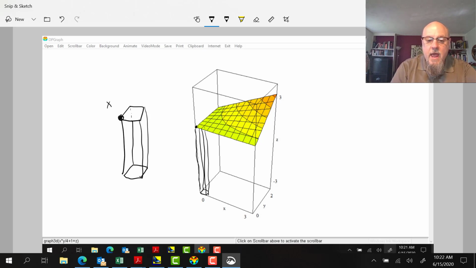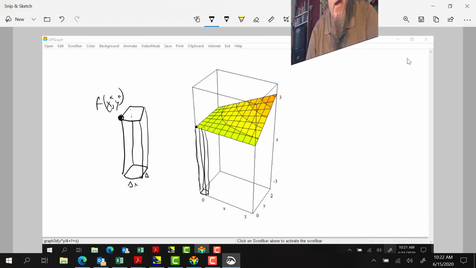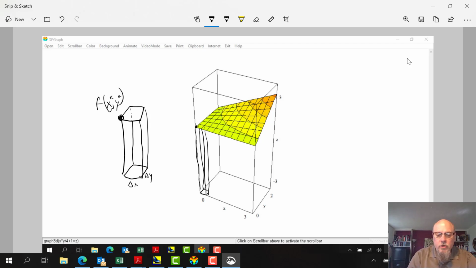So this is our x star, y star, our bottom left corner. And we're plugging it in. So the height is whatever the function is with that particular point plugged in, times the area of the bottom. The area of the bottom is going to be the delta x and the delta y. So the volume of this shape is going to be the height times delta x times delta y.